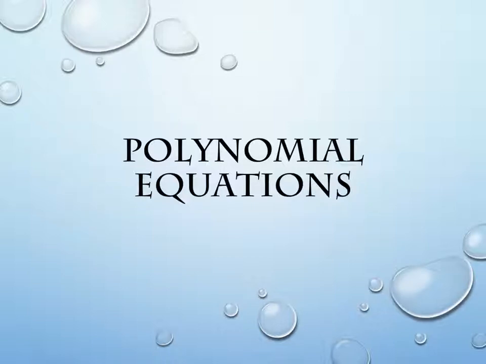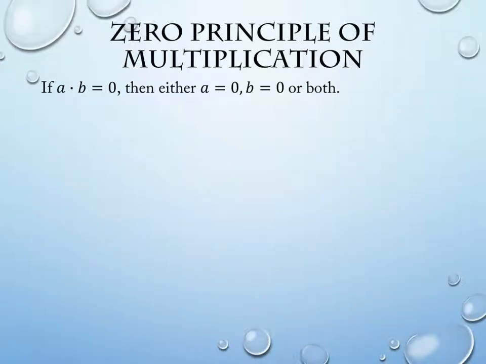So to start with, we're going to take a look at what's called the zero principle of multiplication. The zero principle of multiplication says that if you have two numbers, A and B, and they multiply together to give you 0, then either A was 0, or B was 0, or they both were.